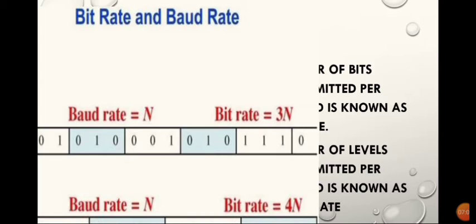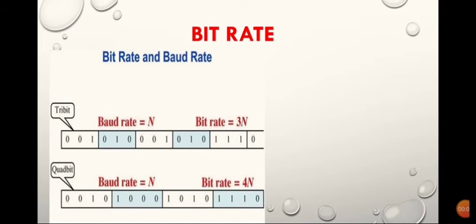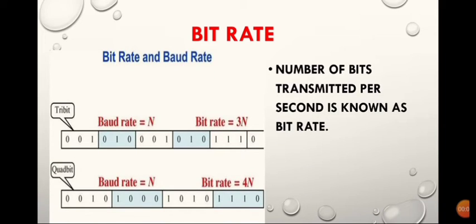That means the number of bits transmitted per second is known as bit rate. So what is bit rate? Bit rate means the number of bits transmitted per second. The above figure shows you the bit rate. See here, 3 bits are transmitted per second. This is a cycle. In 1 second these 3 bits are transmitted, hence it is known as 3n.